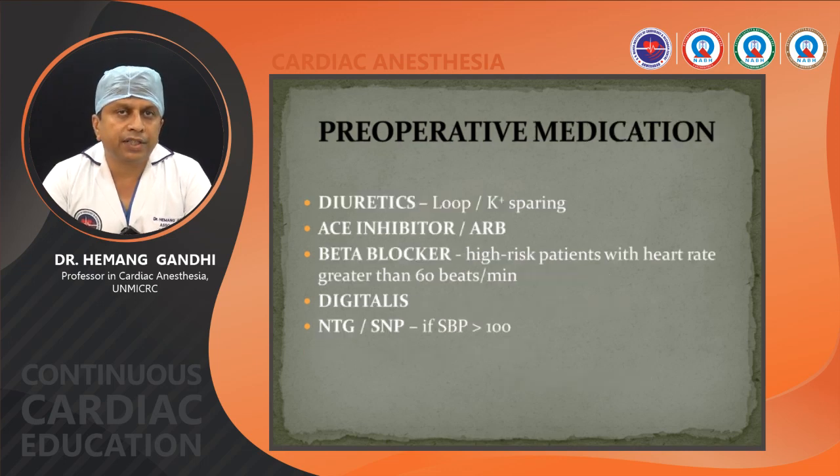So which medications are helpful in the preoperative optimization? When we have a patient with symptomatic heart failure, then diuretics, ACE inhibitor or ARB are very helpful drugs to improve the symptoms of heart failure. Can also add the beta blocker if the patient has a high heart rate of more than 60 beats per minute. The beta blocker is very good to add for this optimization, and also consider the digitalis or vasodilator like nitroglycerin, SNP if blood pressure is more than 100.